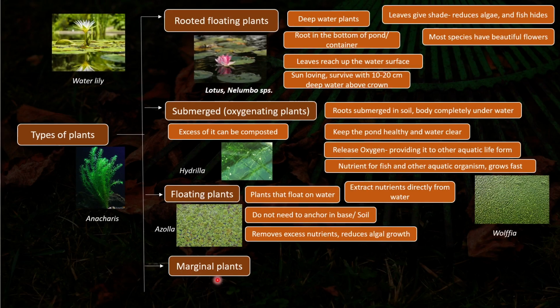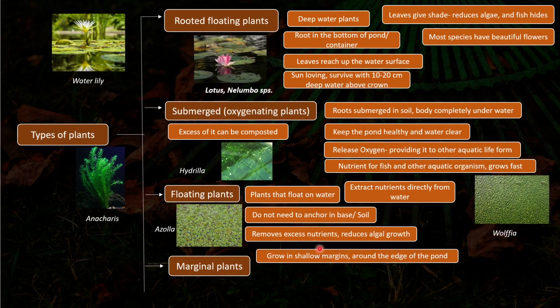Now the next type of plant is marginal plants. So these are the plants that grow in the margin of the pond. They grow in the shallow margin around the edge of the pond. They can grow up to 10 centimeter water above ground. So wherever their stem is present, above their stem they can have 10 centimeter of water.